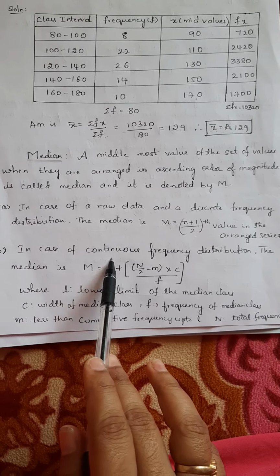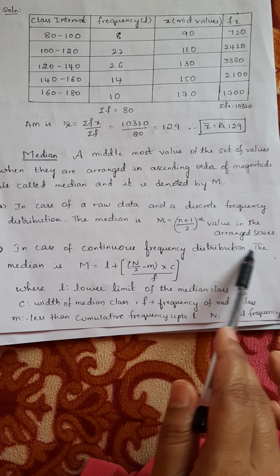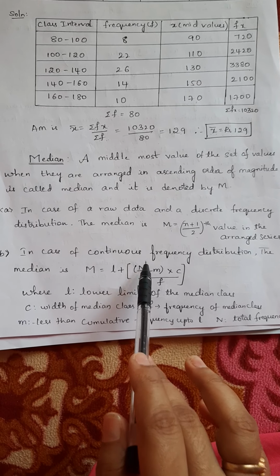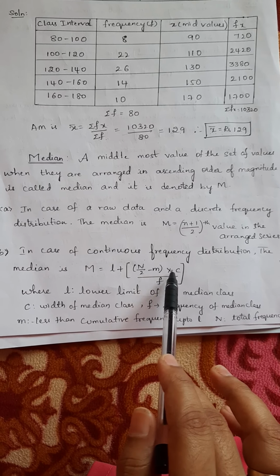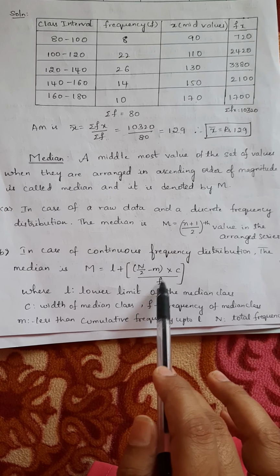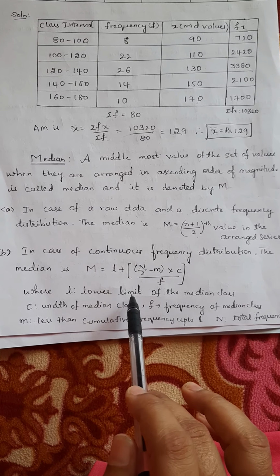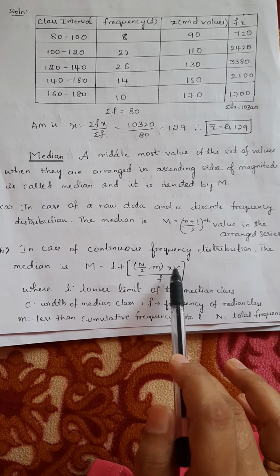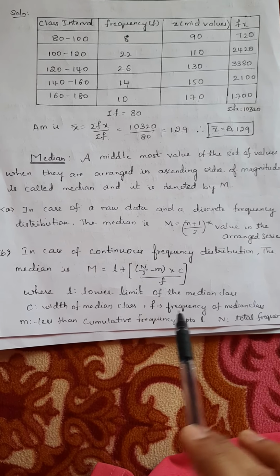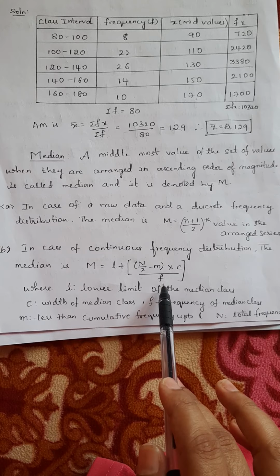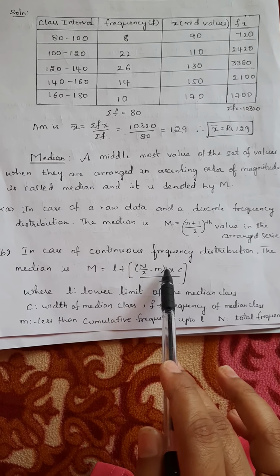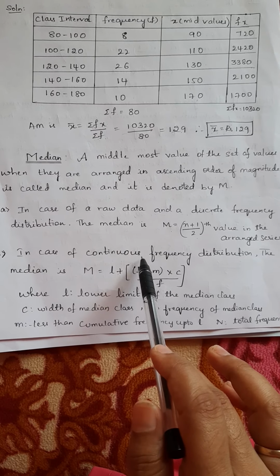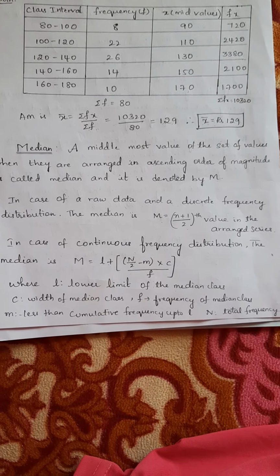And in case of a continuous frequency distribution, median is given by M equals L plus ((N by 2 minus m) into C) divided by F, where L is the lower limit of the median class, C is the width of the median class, F is the frequency of the median class, m is the less than cumulative frequency up to L, and capital N refers to the total frequency.